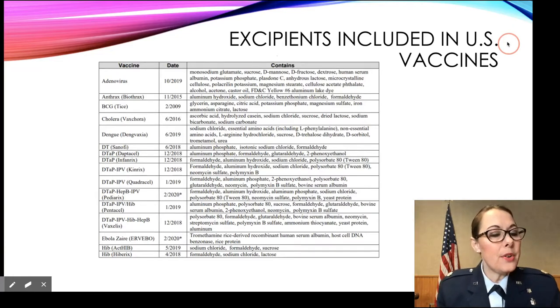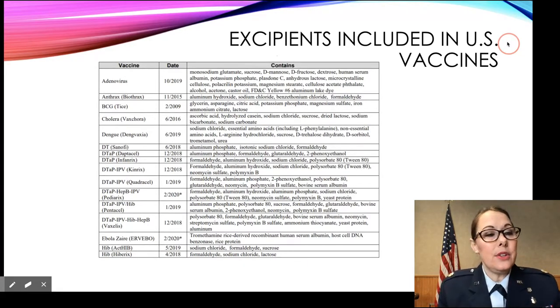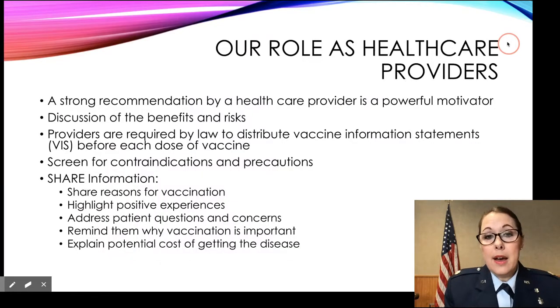And then there's other residual trace amounts of material, again, that could be used in the manufacturing process or in the cell culturing process, like egg protein or other kinds of media, culture media. And then there's inactivated ingredients that are used to kill the virus or inactivate the toxins, such as formaldehyde. So you really want to know what kind of allergies people have.